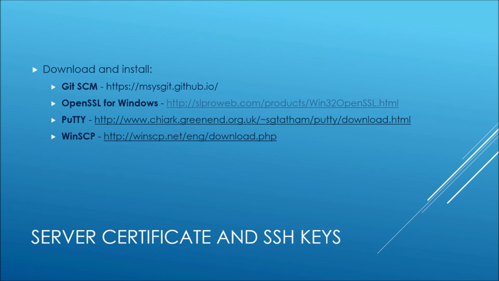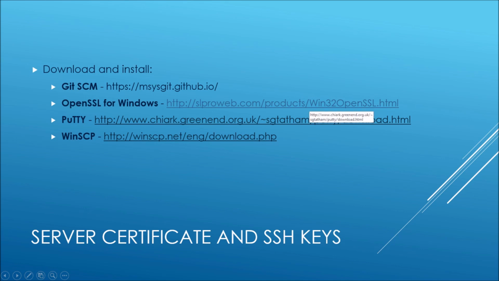So first of all, what you need to do is install the following four open source applications: Git SCM or Git Bash, OpenSSL for Windows, PuTTY and WinSCP. Don't worry about them; they're all free. You don't have to pay for anything. Now you can go to those links and follow the instructions.